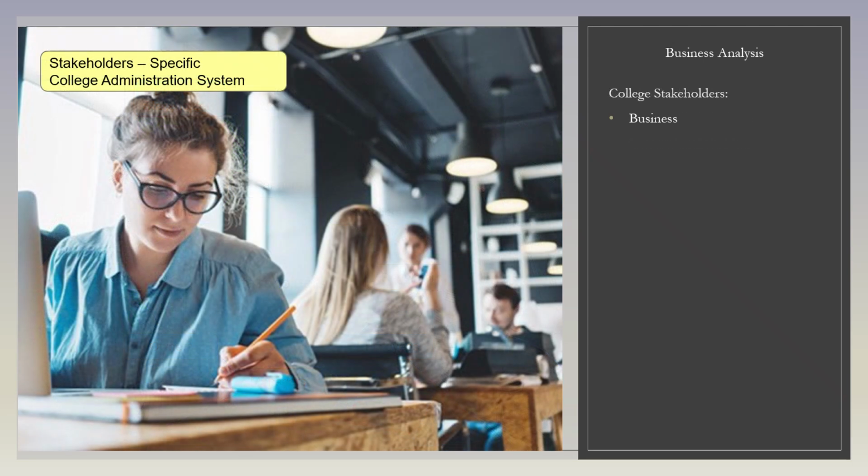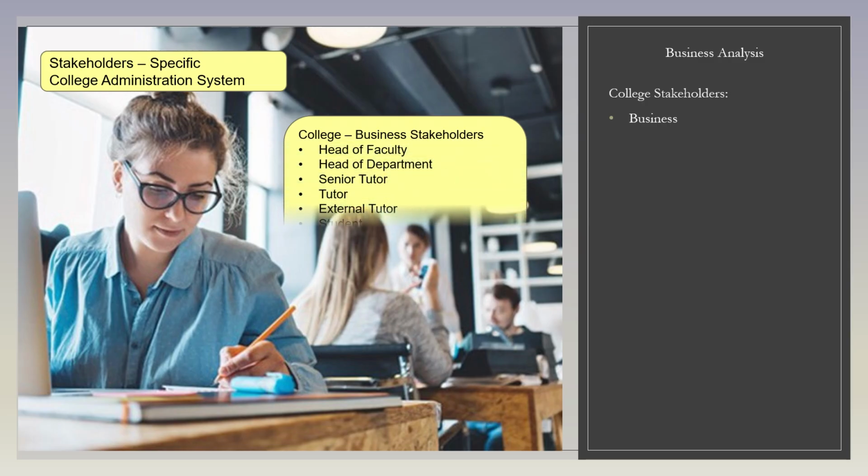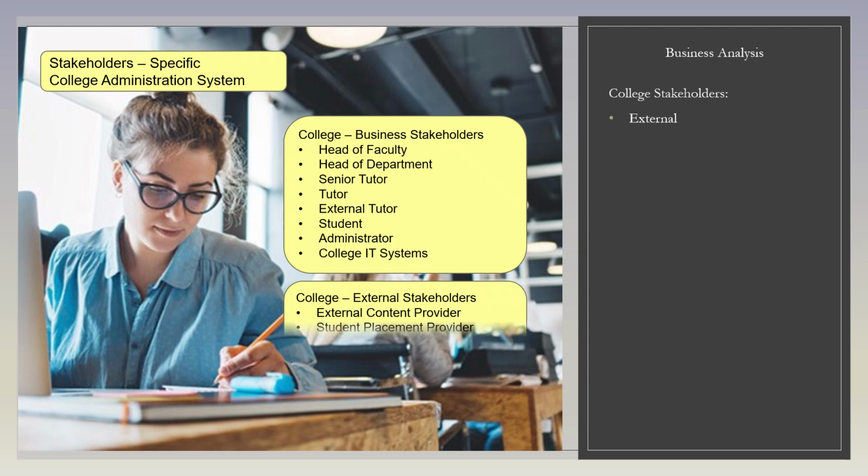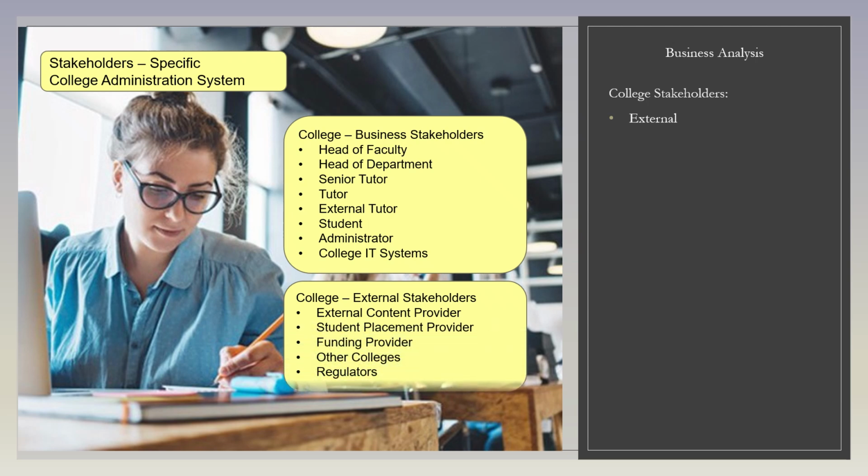To illustrate this with an example, within a college administration system, the business stakeholders might include academic staff from the heads of faculty down to individual tutors, also administrators, students, and other college systems. External stakeholders might include business partners such as content providers, placement providers, funding bodies, other colleges, and external regulators.